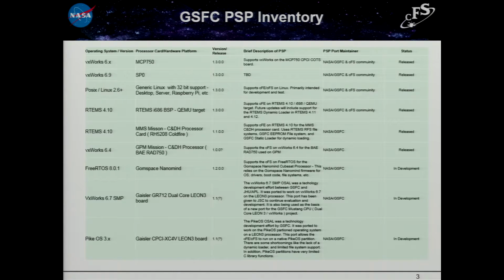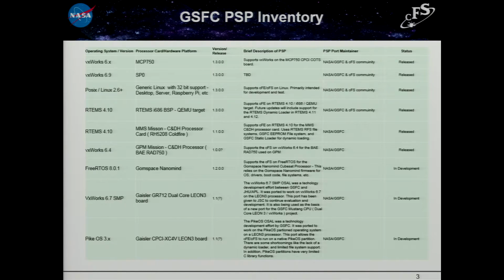Now, Susie, I noticed there's also this VxWorks 6.9 SP0. Is that the new boards that we have in the lab? No, that came from Lord. Oh, okay, that's your port. Yeah. Okay. I noticed that's in the latest open source release as well.